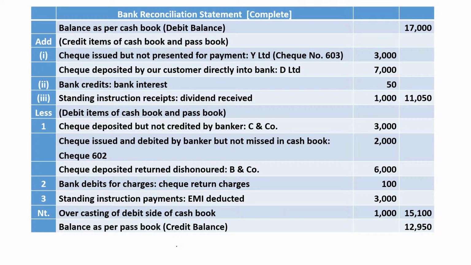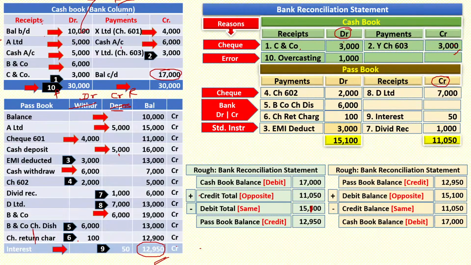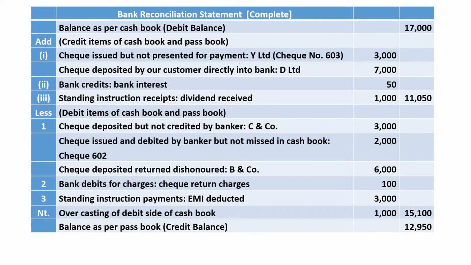This is called the bank reconciliation statement. What I posted here, I am just explaining in detail. Balance as per the cash book, and these are the items. What is going to be added here? 11,050 is going to be added. This is the 11,050; the entire thing will be added here. Check issued for payment but not paid, deposited check not yet credited but without our knowledge, interest credited as per the banker's credits, dividend received as per the standing instruction. So these are the 4 items.